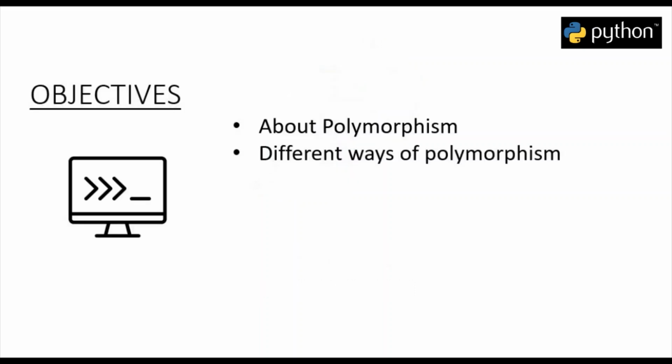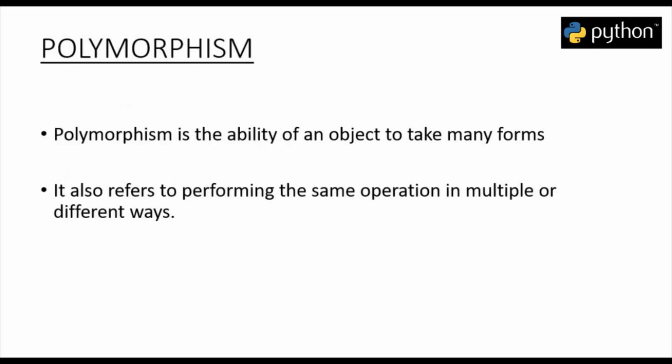So let's look at the objectives of our session. We will start by understanding what we mean by polymorphism, and afterward we will see the different ways in which we implement it. So what do we mean by polymorphism?